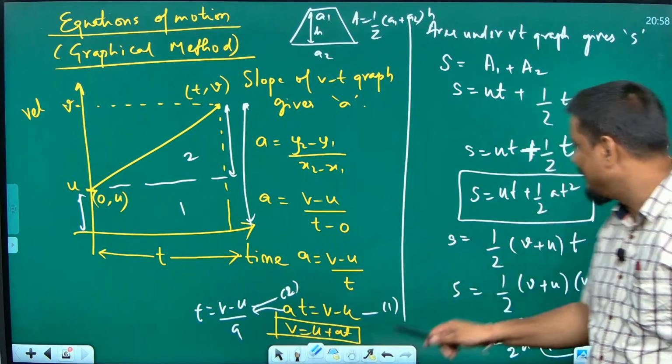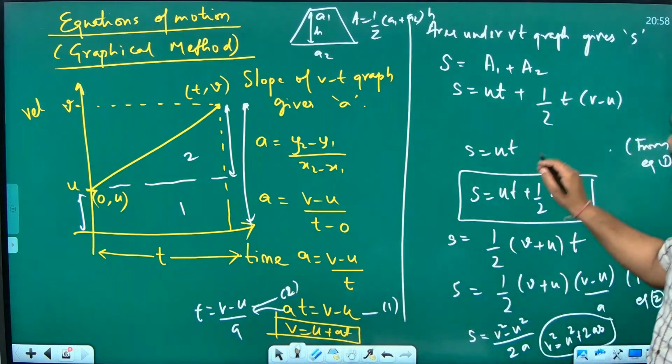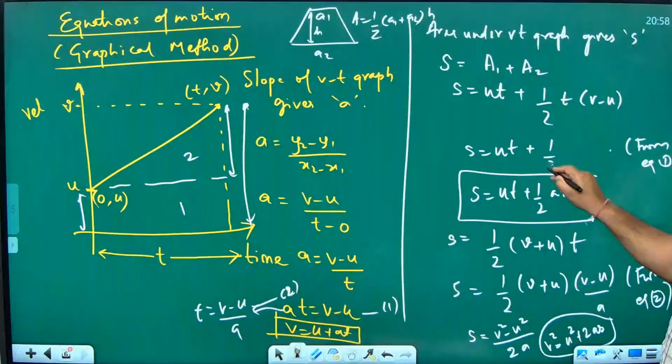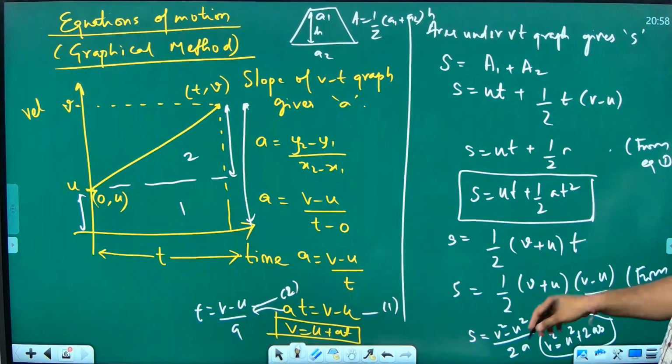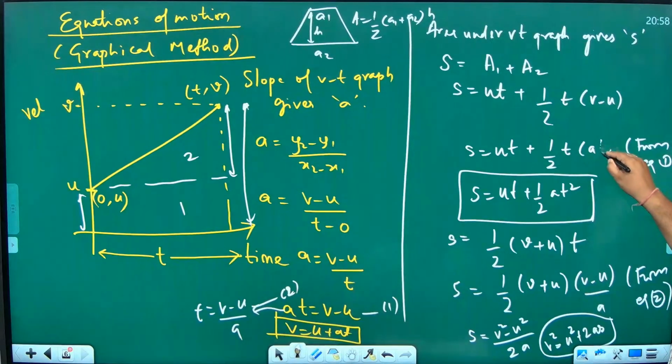I'll write once again if you want. My handwriting is that bad. UT plus half into T into AT. Looks better? Yeah.